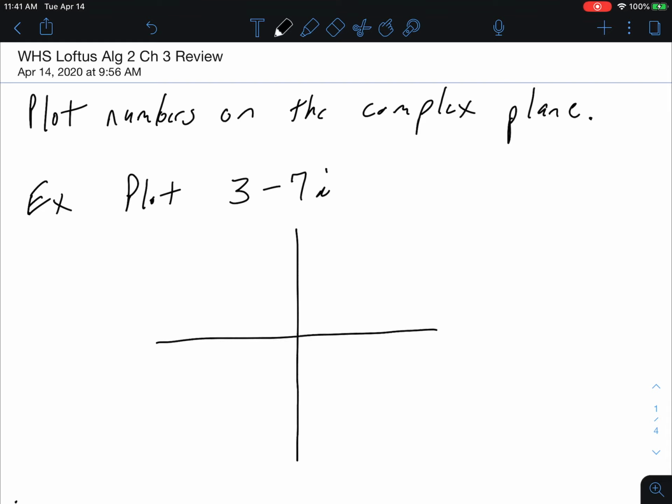So remember that when we're talking about the complex plane, we are talking about the horizontal axis as our real axis, and the vertical axis is our imaginary axis. So 3 real units will be right there. -7 imaginary units would be right there. So to plot that complex number, 3 minus 7i, you're looking at right there.